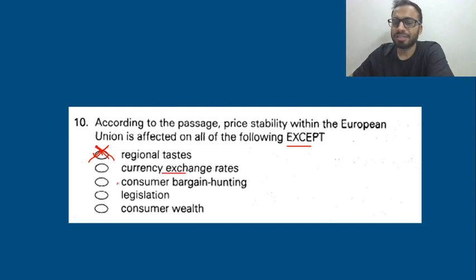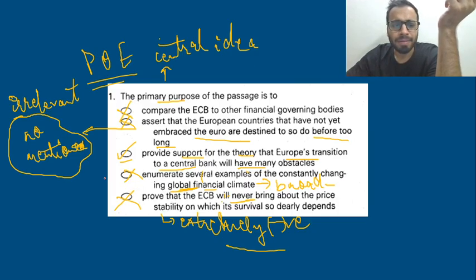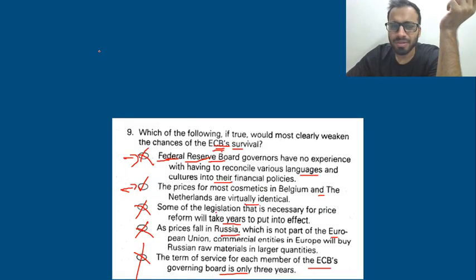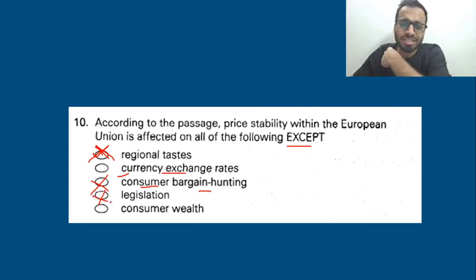Currency exchange rates, were they affected on currency exchange rates? I'm not sure. I'll have to go and revisit the passage. Consumer bargain hunting, yes, because if you remember, there was a line where they were saying that... yes, here it is. Europeans are more likely to seek out best price regardless of geography, right? So this is on consumer bargain hunting. Legislation, I remember it well, legislation was mentioned, so it is affected on legislation.